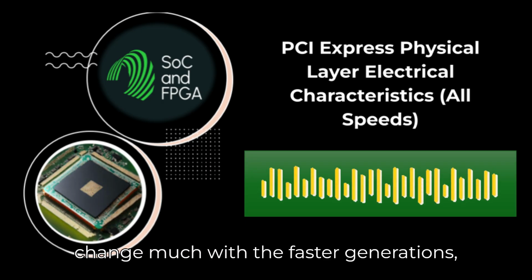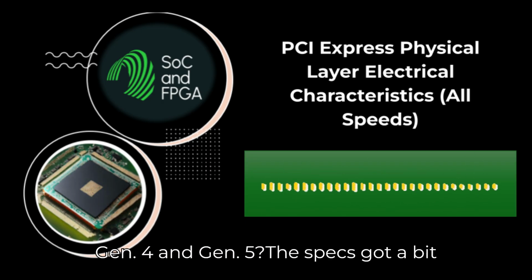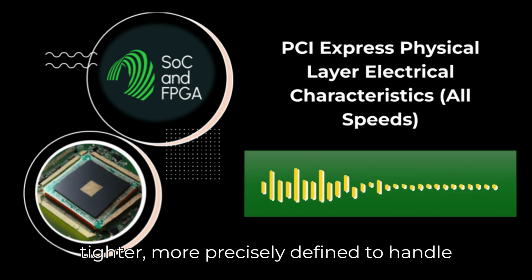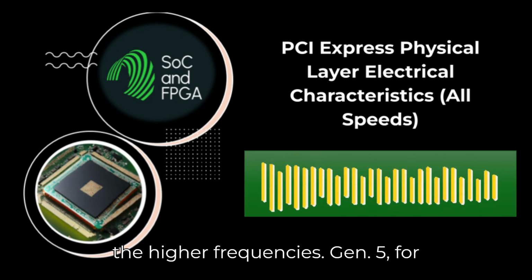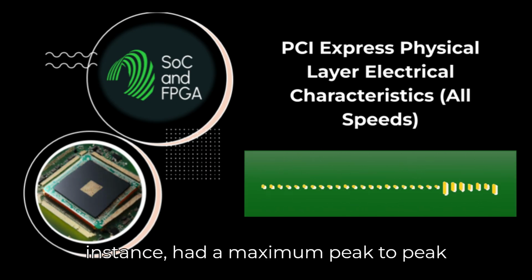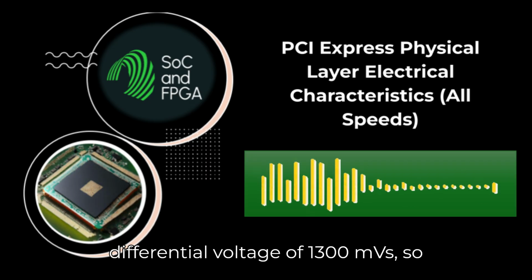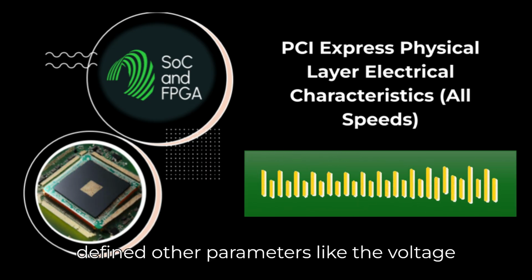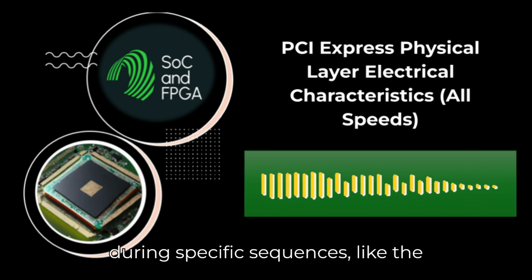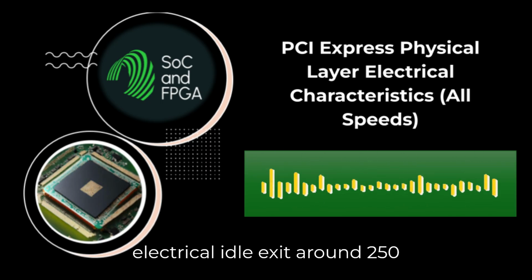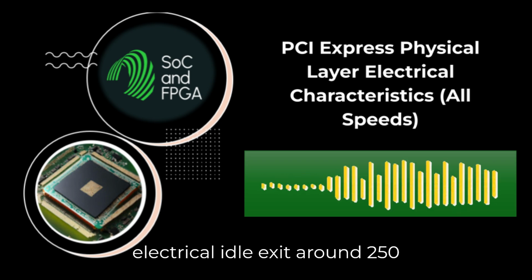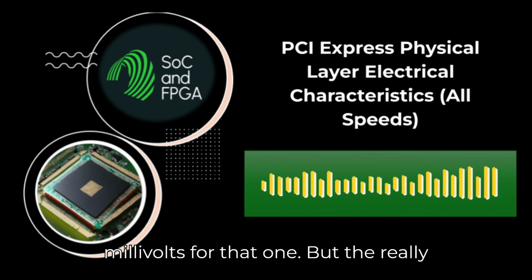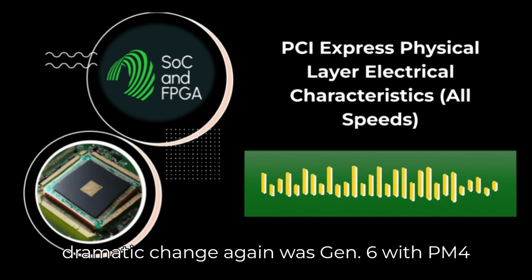Did that change much with the faster generations, Gen 4 and Gen 5? The specs got a bit tighter, more precisely defined to handle the higher frequencies. Gen 5, for instance, had a maximum peak-to-peak differential voltage of 1300 millivolts, so slightly higher potentially. They also defined other parameters like the voltage during specific sequences, like the electrical idle exit, around 250 millivolts for that one.